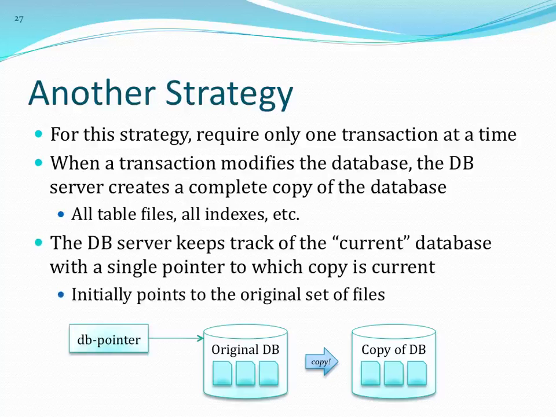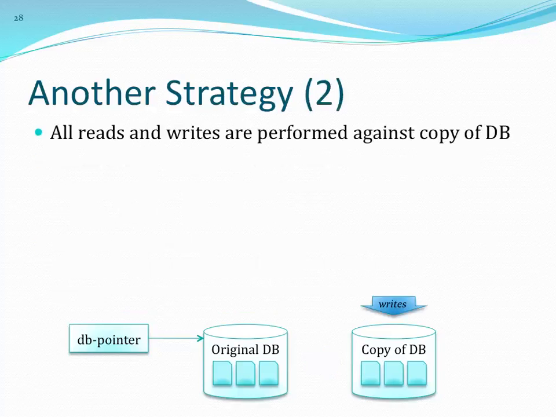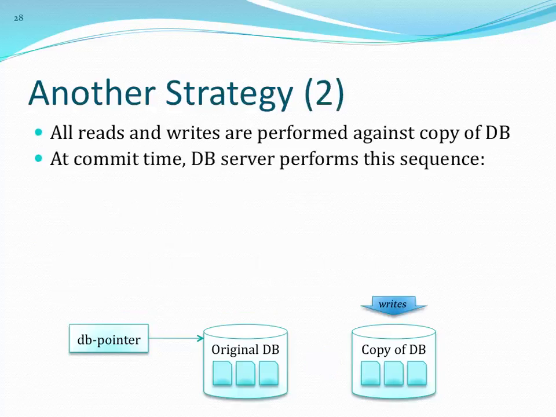So we have somewhere a pointer to which version of the database is the current version. Okay? And so you have this DB pointer. Maybe it's in a file all by itself. And a DB pointer certainly would require only one sector. So we can hopefully write sectors atomically. It seems like we could probably change the DB pointer atomically. So maybe that'll be our commit. So we perform our reads and writes against this copy.